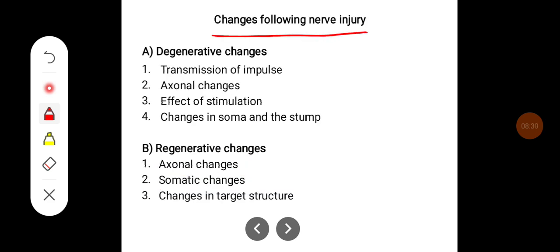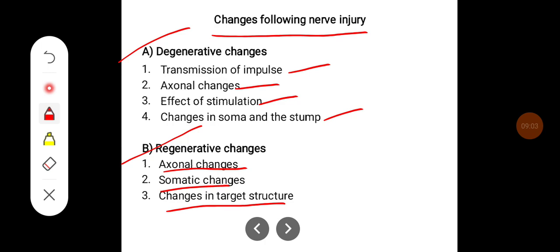Following injury, these are some of the changes that you can see in the nerve fibers. There can be degenerative changes and regenerative changes. Degenerative changes affect the transmission of the impulse. There can be axonal changes. Then the effect of stimulation is altered, and there can be changes in the soma and the stump. Whereas regenerative changes can be studied as axonal changes, somatic changes, and changes that occur in the target structure.